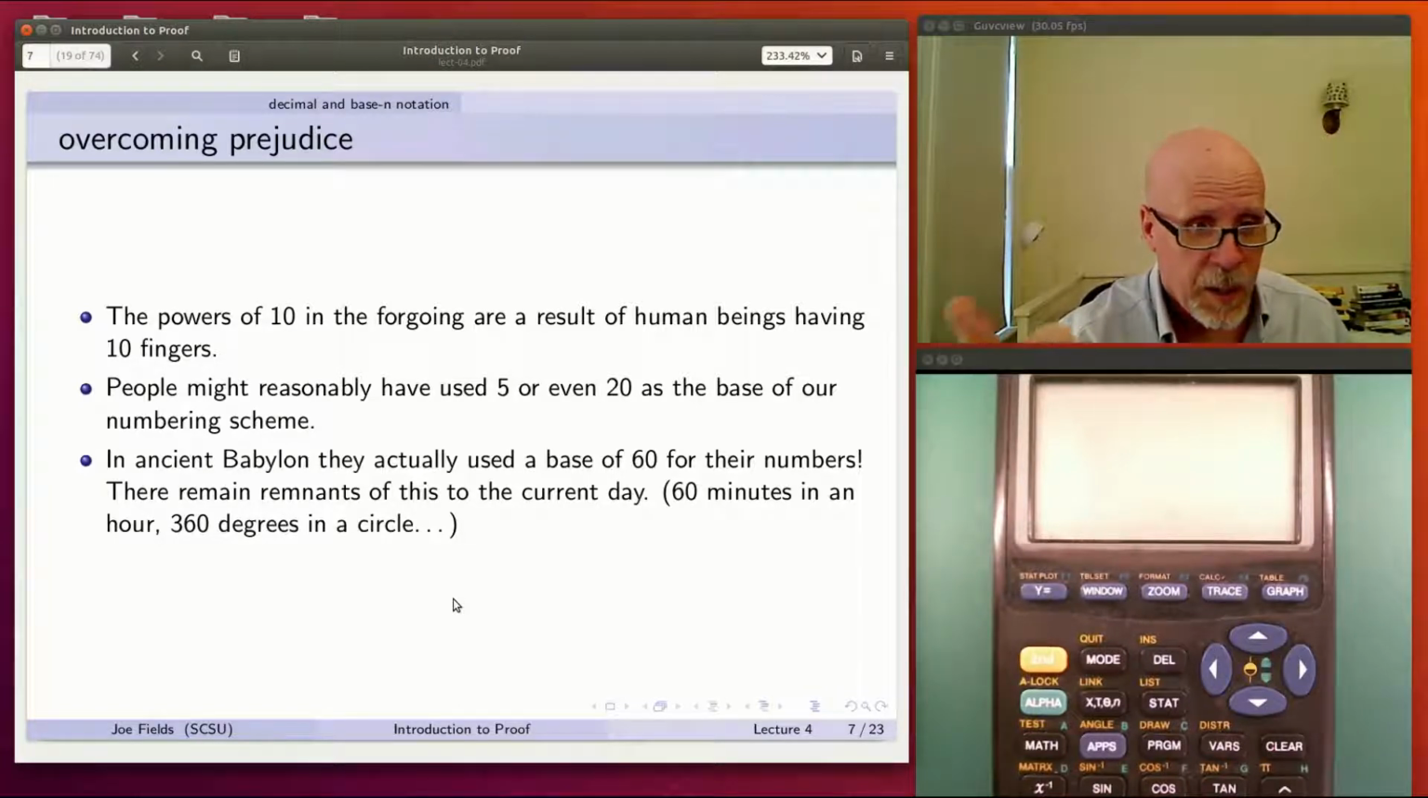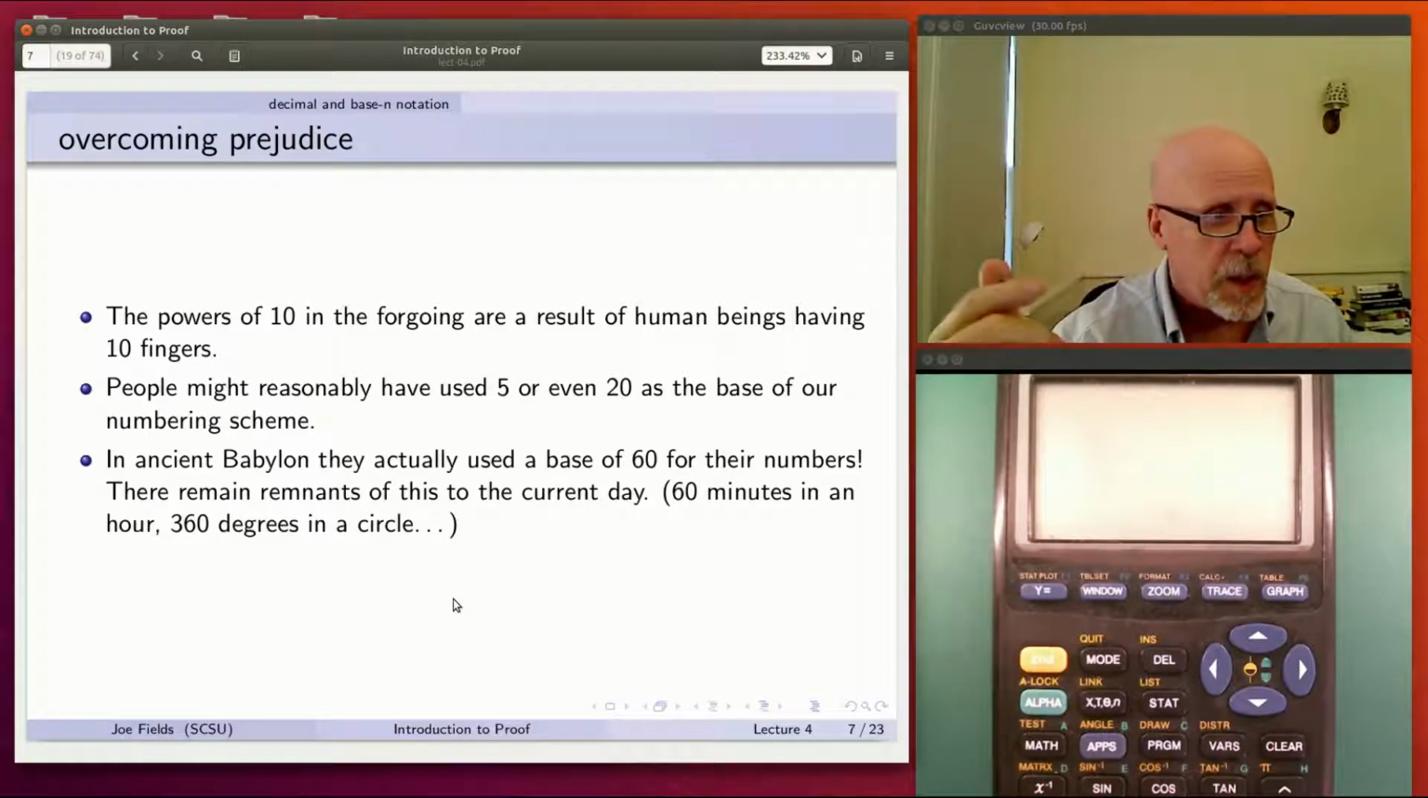We see it in the 60 minutes in an hour, 60 seconds in a minute. The way we do angles also goes back to the Babylonians, and the Babylonians used 6 60s to make a full circle.